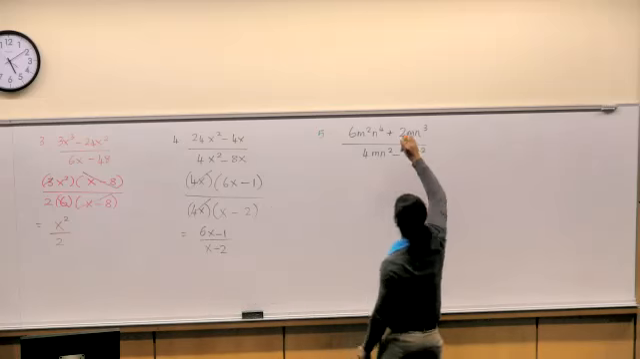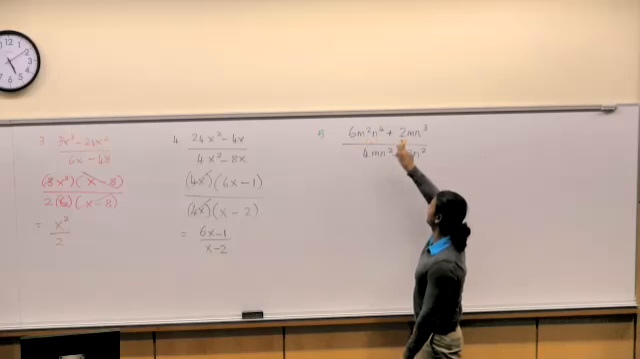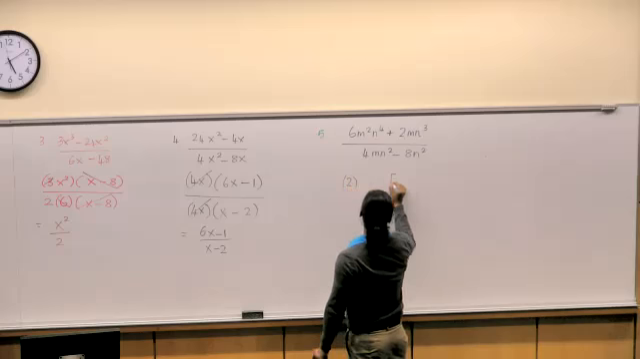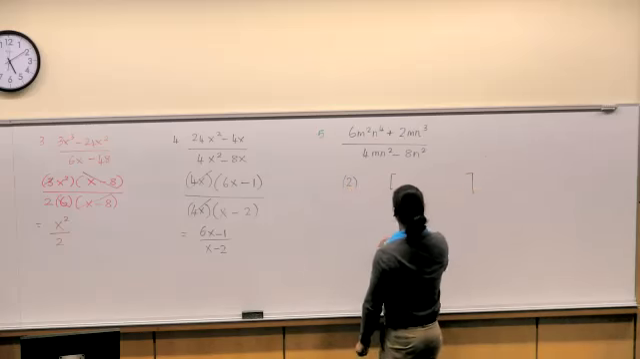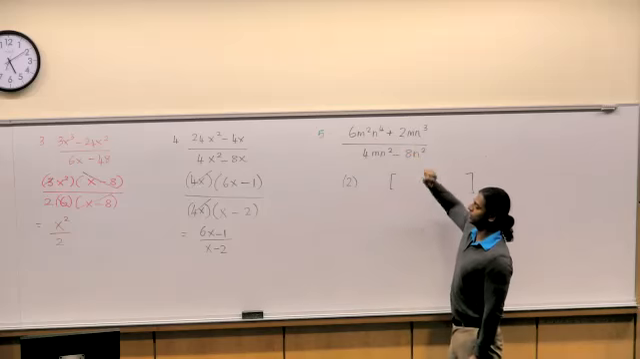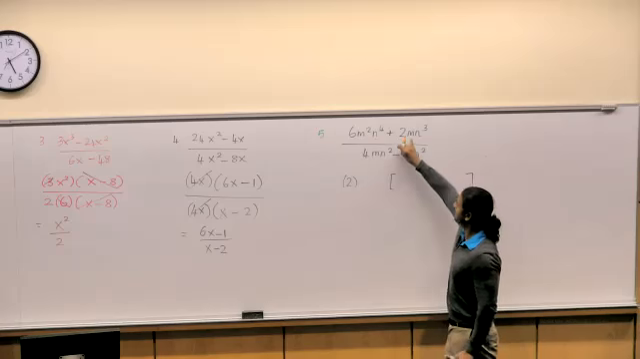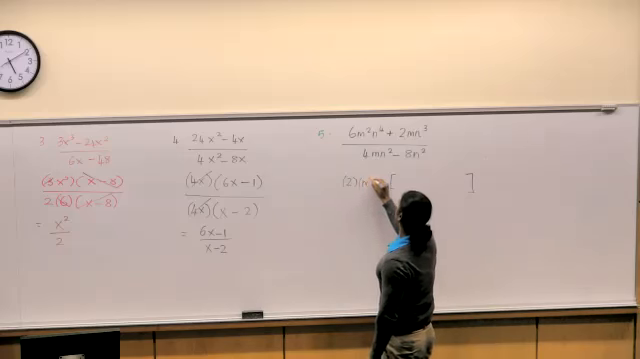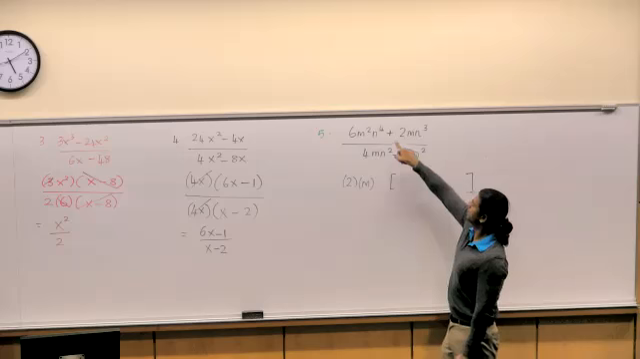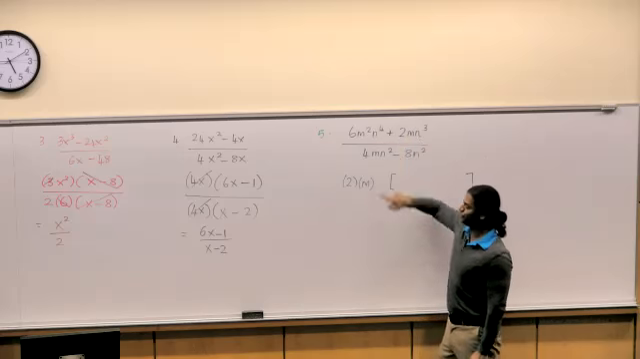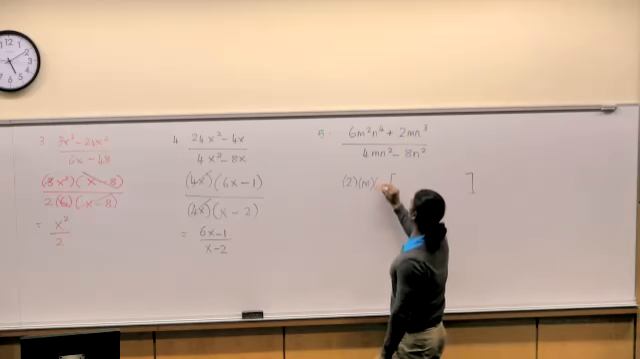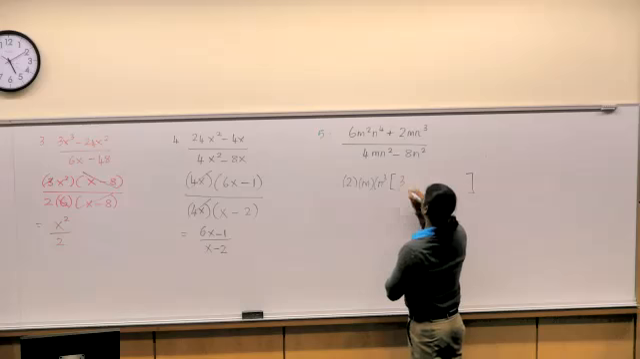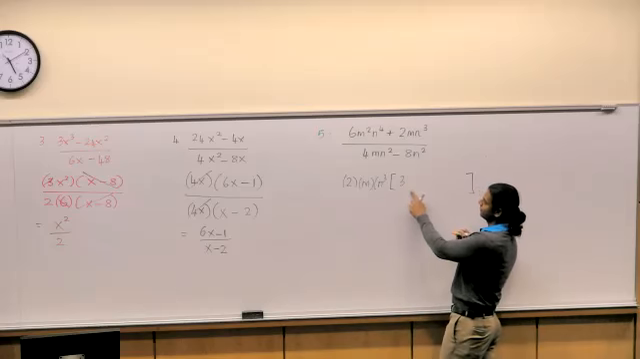What do we have in common between 6 and 2? 2. So I'll put a square bracket so you can understand the difference. What do we have in common between m and m squared? M. What do we have in common between n cubed and n raised 4? N cubed. So I took a 2 out of 6, so 3 is what I'll have in the first term.